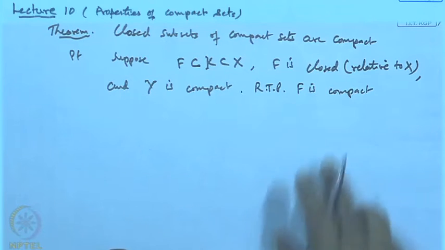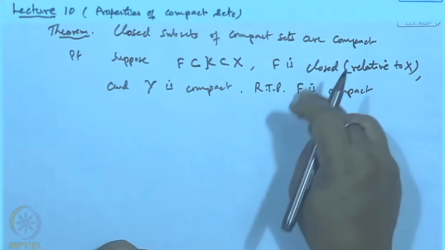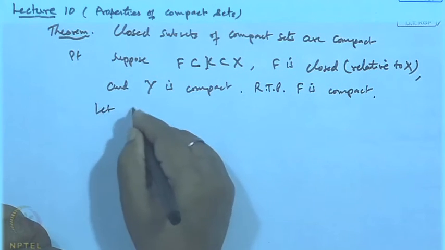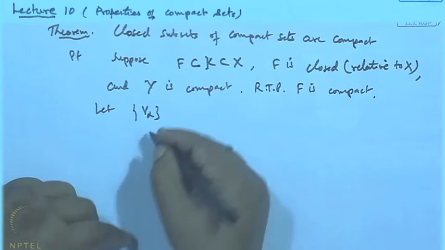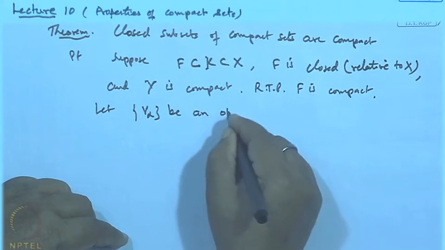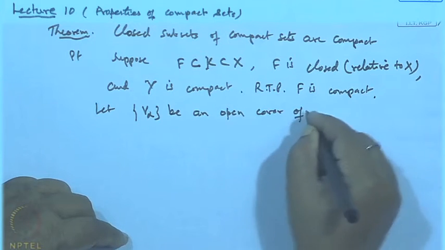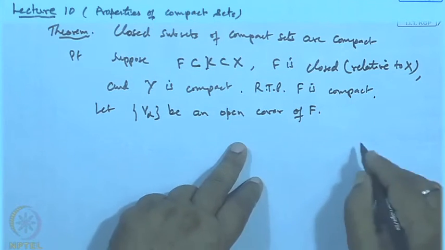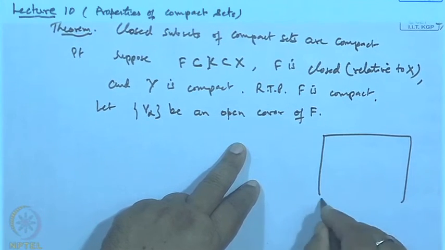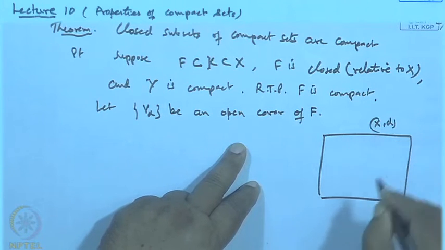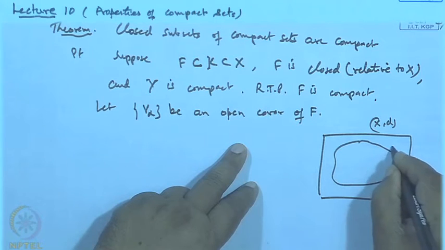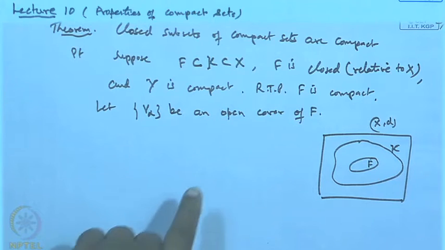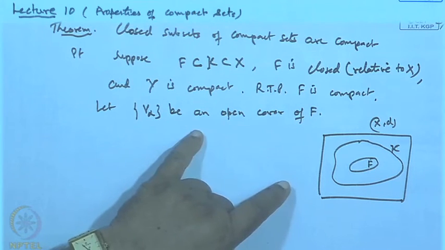F is compact means that every open cover of F will have a finite subcover. So, let us take, let V alpha be an open cover of F. Now, this is our scenario. So, here this is our X, d, here this is a set K and here somewhere is F. Now, we are taking an open cover of F.